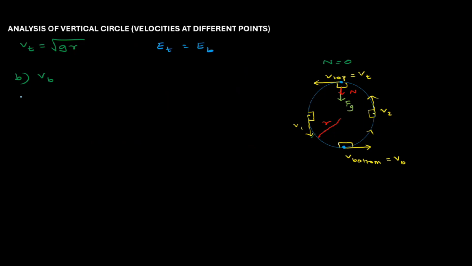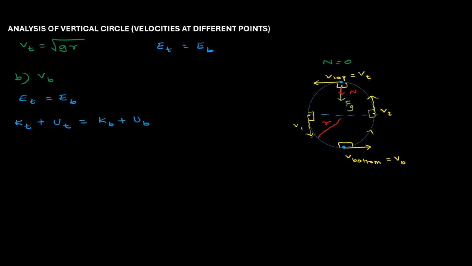So total energy at the top must be equal to total energy at the bottom. So let us write that here. Energy at top equals energy at bottom. We know total mechanical energy is the sum of kinetic plus potential energy. So I will write kinetic energy at the top plus potential energy at the top is equal to kinetic energy at the bottom plus potential energy at the bottom.